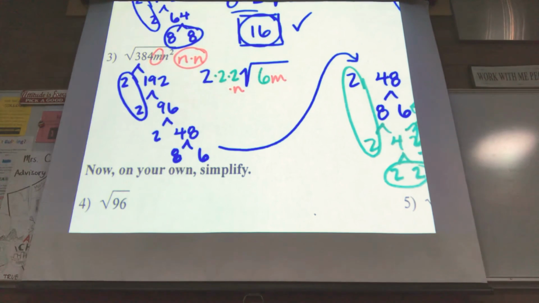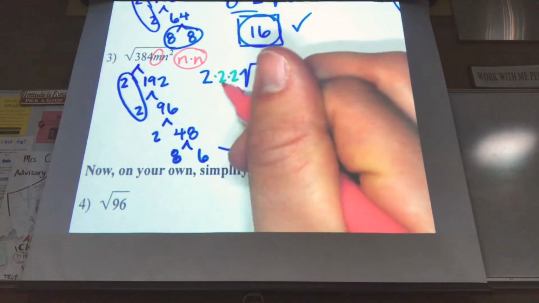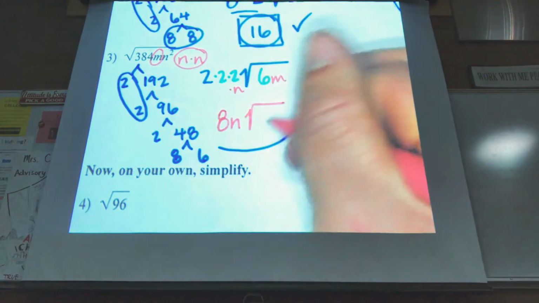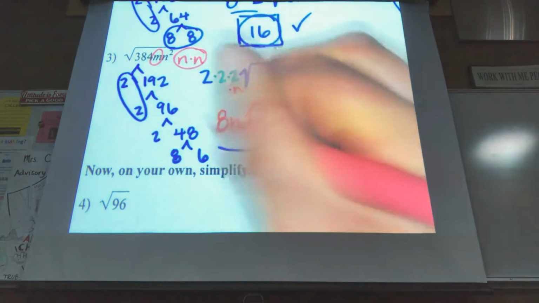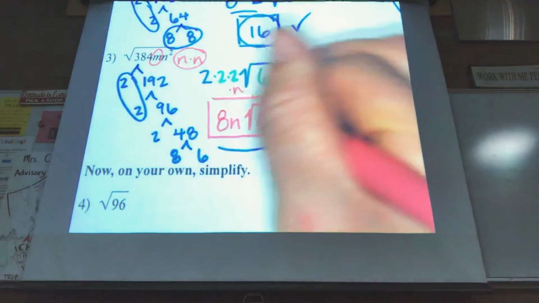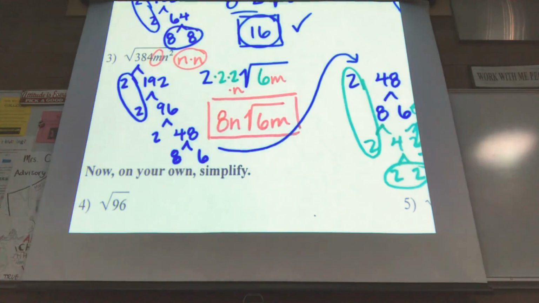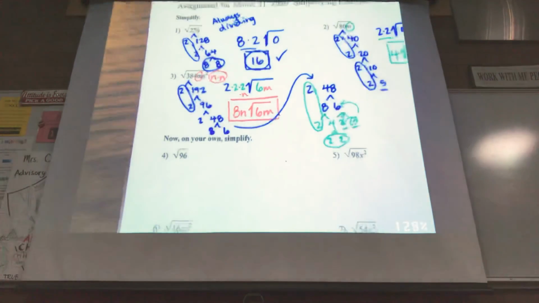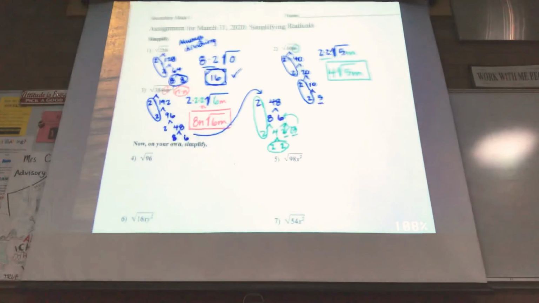One pair can leave. Okay, so now I'll just simplify. 2 times 2, 4 times 2, 8. 1n got to leave. 6m had to stay inside. Okay, so a lot of simplifying. That's okay, you guys were great at this.